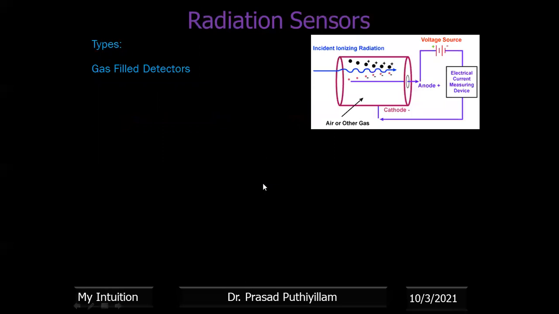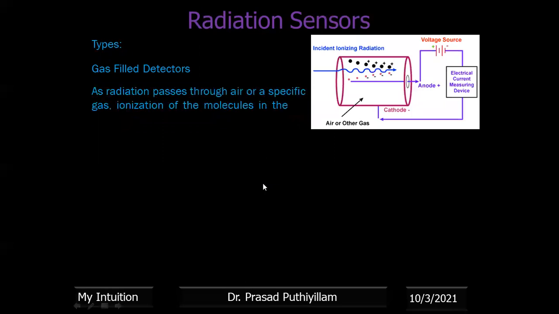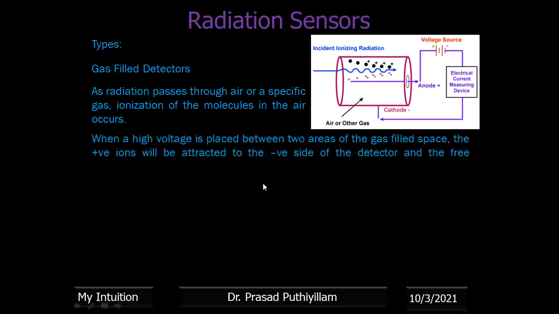The second type is gas-filled detectors. When radiation passes through a chamber containing a specific gas, ionization of the gas molecules will take place. And if a voltage is applied to that gas, ionization means charge separation, so charge is developed. The positive ions will go to the negative electrode, and negative charges will go to the positive electrode, which produces a current. Movement of charge carriers to different electrodes obviously causes a current.